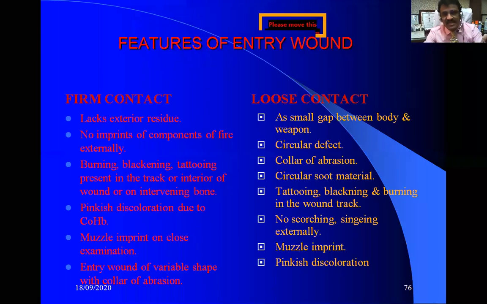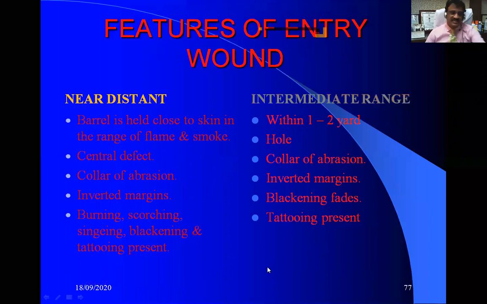लूज म्हणजे वरच्यावर धरलेली आहे, कॉन्टॅक्ट आहे पण वरच्यावर धरलेली आहे असं असेल तर a small gap between body and weapon takes place. That is why there is a circular defect, collar abrasion, circular suit material, tattooing, blackening, burning in the wound track, no scorching, singeing externally, muzzle imprint is seen, pinkish discoloration is seen. These are the points when you compare between the distance. Now, near, distant, and intermediate range, if you see these are the findings. You say you get a barrel is held close to the skin in the range of flame and smoke, central defect, collar abrasions, inverted margins, burning, scorching, singeing, blackening, and tattooing is present.